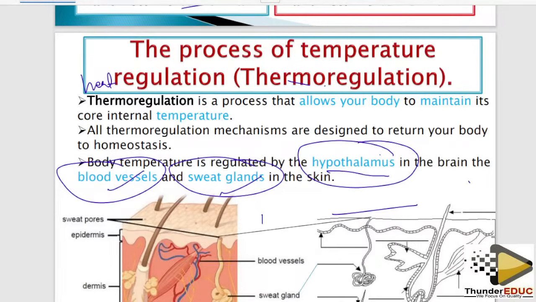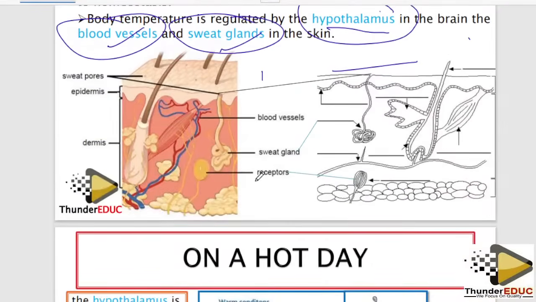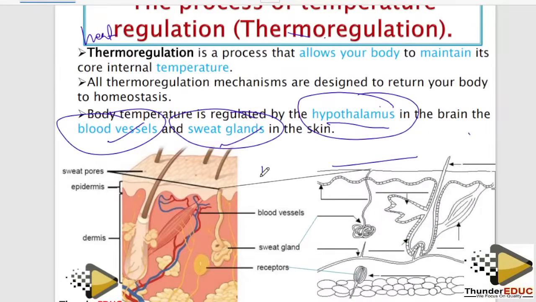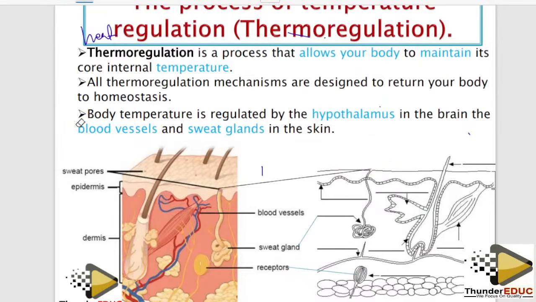Please don't forget this, because this is your future. Before you go there, you need to know something very small. If I bring a diagram for you, can you identify the following?